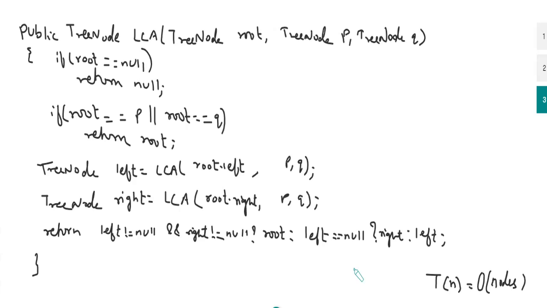The time complexity for this algorithm is the number of nodes which we have traversed, which is order of n, because we need to traverse almost all nodes to find the lowest common ancestor between P and Q. So that's all from my side.